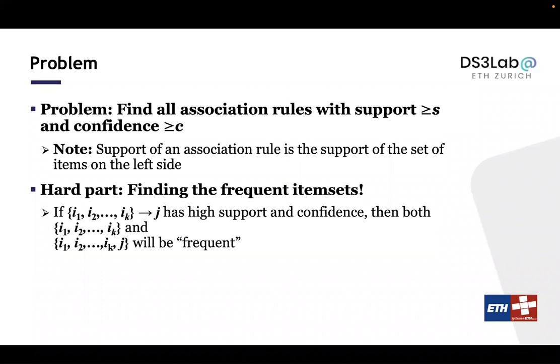If the left-hand side is not frequent, then the support of this rule will not be high. If the whole thing is not frequent, then the confidence of this rule will also not be high. So that's how the support and confidence of a rule are connected to whether the left-hand side and the whole rule are frequent or not. So the fundamental computational problem that we are going to look at in this lecture, which researchers have been working on for 20 or 30 years, is: given trillions of transactions, how can you find all the frequent item sets? Given those frequent item sets, you can generate all the association rules with a big support and a big confidence.